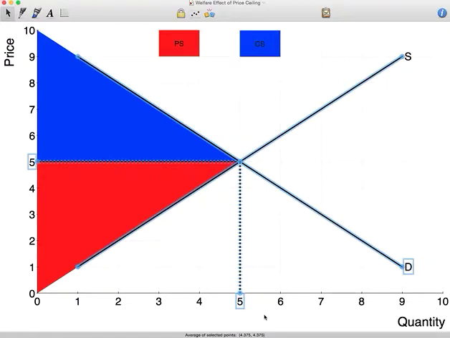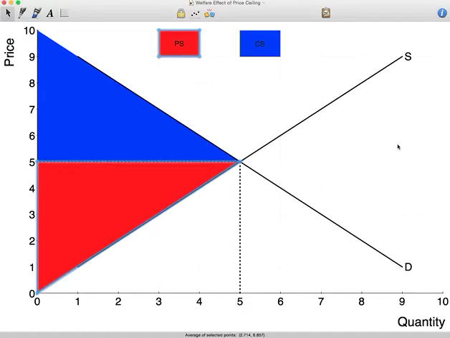So starting from that equilibrium, we can take a look at what is consumer surplus. And as you should remember, consumer surplus is the area above the equilibrium price but below the demand curve. So that blue area is the measure of what consumer surplus is. And producer surplus is the area below price but above the supply curve. And that gives us the red area, which is the producer surplus.